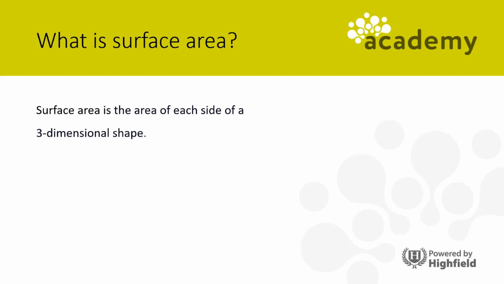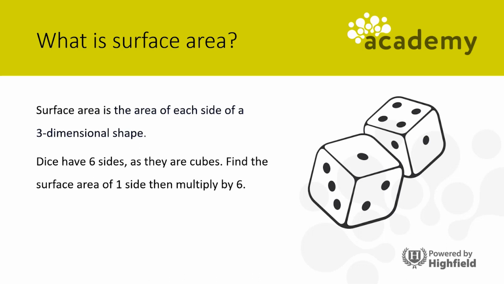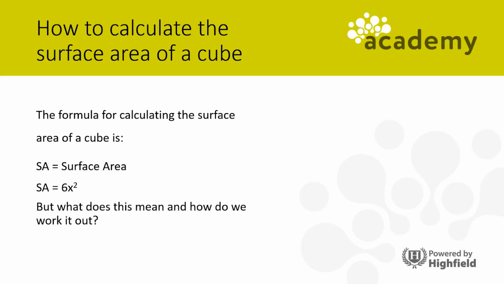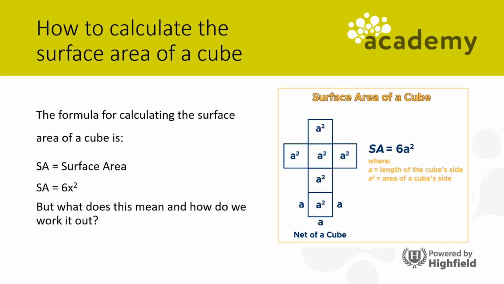Surface area is the area of each side of a three-dimensional shape. Dice have 6 sides as they're cubes. Find the surface area of one side and then multiply it by 6. The formula for calculating the surface area of a cube is surface area equals 6x squared. What does it mean and how do we work it out? Here is a visual reference of that same formula.